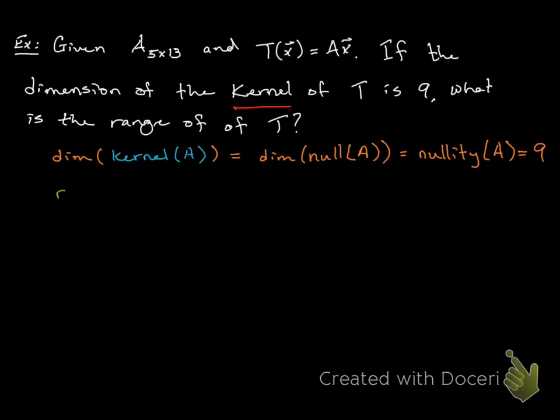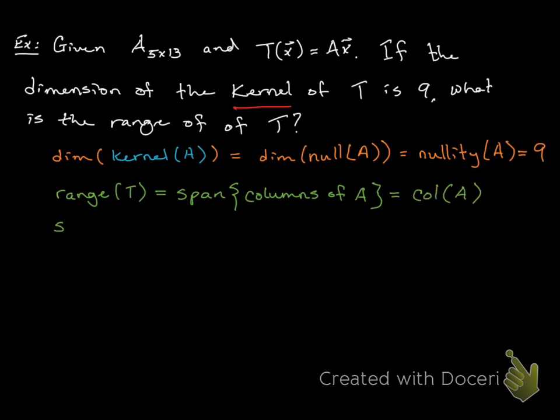We also need the rank of our matrix, which is basically going to be the range. First, we need to see that the range is really the span of the columns, because of the way our transformation works. I'm taking A, which is 5 by 13, and multiplying it by x. So I multiply a 5 by 13 times a 13 by 1 to get a 5 by 1 out. So the range of T is the span of the columns of A, or the column space of A.